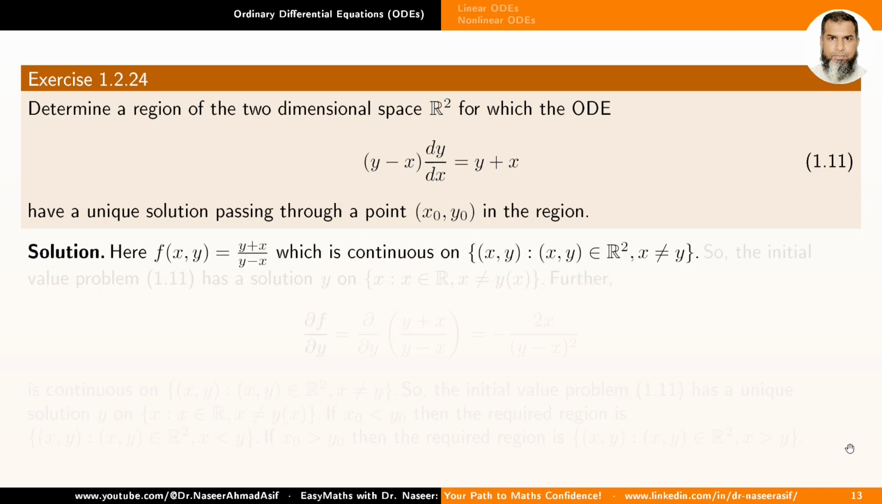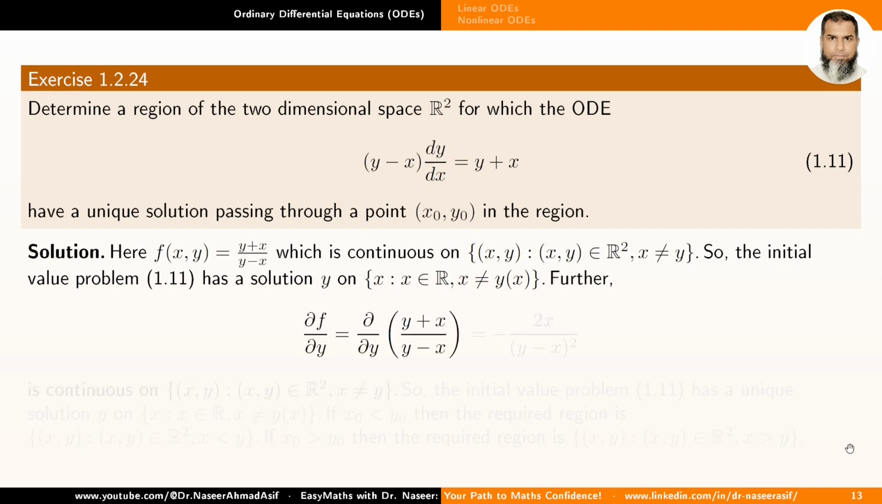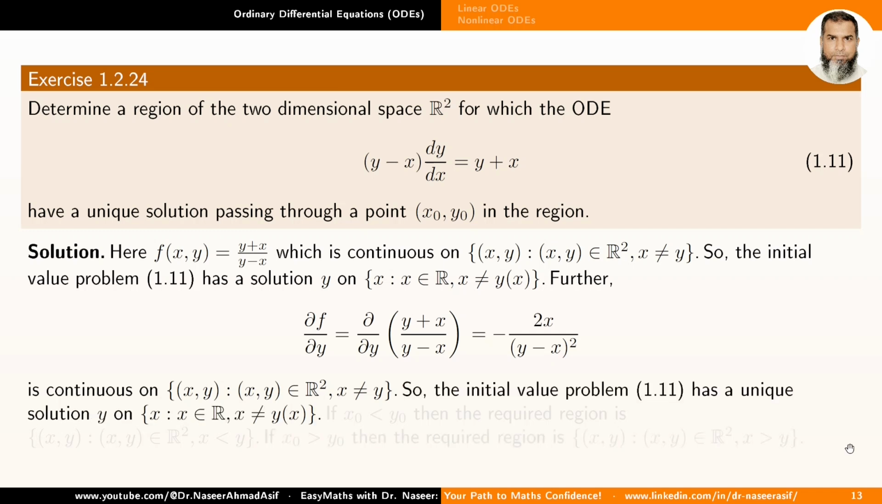Here f of x,y is equal to (y plus x) over (y minus x), which is continuous on (x,y) such that (x,y) belongs to R square, x not equal to y. So the initial value problem 1.11 has a solution y of x such that x belongs to R, x not equal to y of x. For the partial f by partial y is equal to partial by partial y of (y plus x) over (y minus x), which is equal to minus 2x over (y minus x) square, is continuous on (x,y) such that (x,y) belongs to R square, x not equal to y. So the initial value problem 1.11 has a unique solution y of x such that x belongs to R, x not equal to y of x.